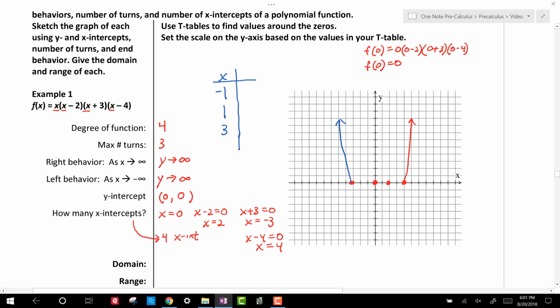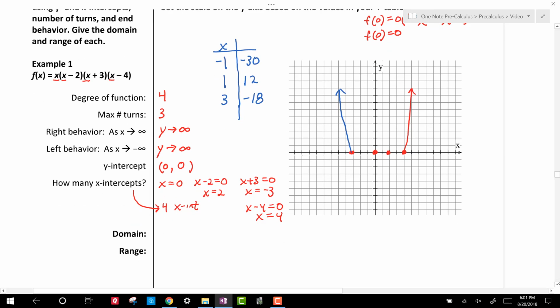Now, if you plug those into the function and do your math, -1 gives you -30, +1 gives you 12, and 3 gives you -18. I obviously can't fit some of those without changing my scale. The biggest number I need to fit is -30, so I'm going to have to rescale. I'm going to change my y-axis to go by 5s. So I'm going to leave my x-axis at 1s, but change my y-axis to 5.